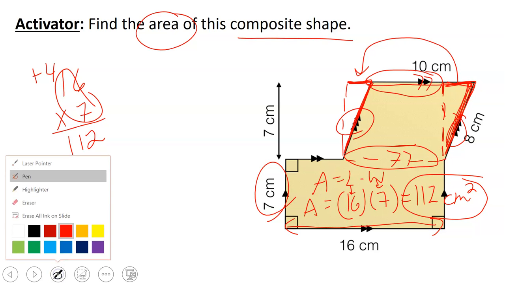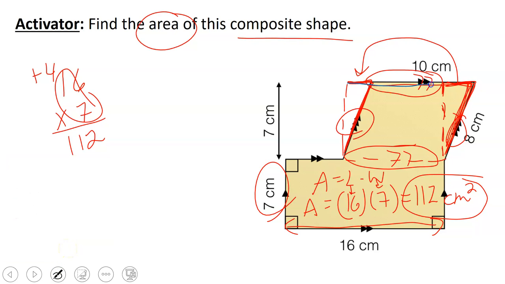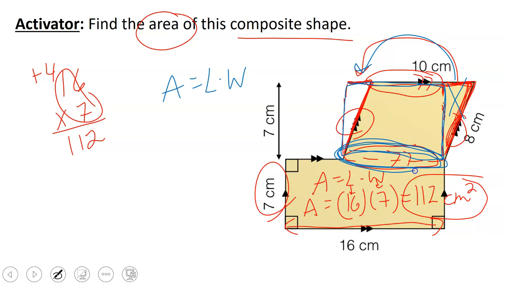And now I hope that you can see that I have a rectangle because we moved the triangle over here. So now I can just use the formula for the area of a rectangle, length times width. And the length is this value here, which is the same as this value at the top in the original parallelogram. So it's 10 centimeters. The length is 10 centimeters.